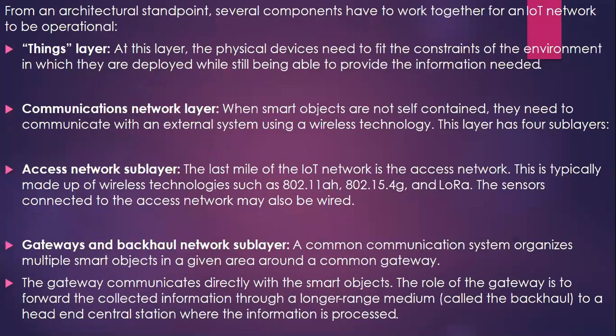But we'll go deeper from the architectural standpoint. Several concepts have to work together for an IoT network to be operational. As I discussed earlier, we have the things layer. At this layer, the physical devices need to fit the constraints of the environment in which they are deployed while still being able to provide the information needed. This is the job of the things layer, of the sensors exactly.